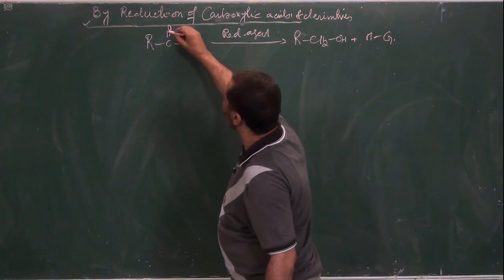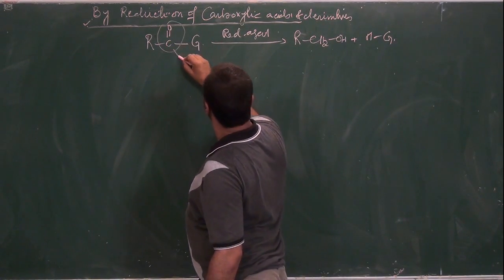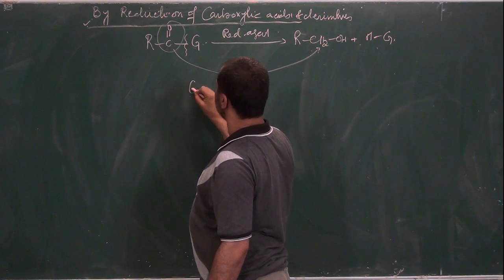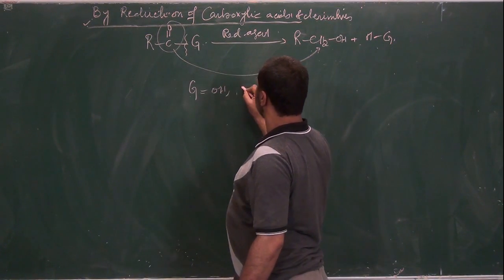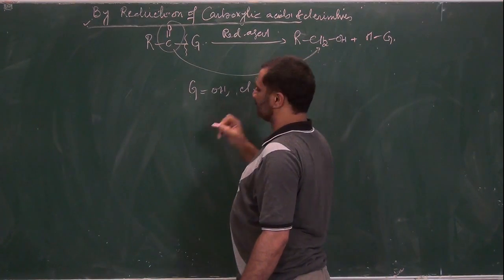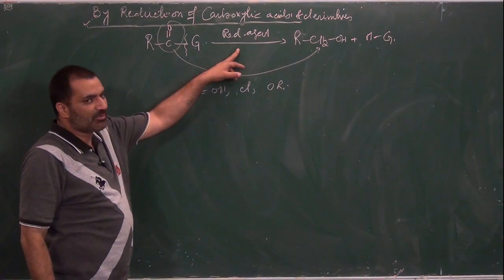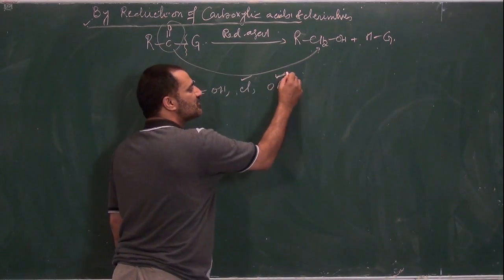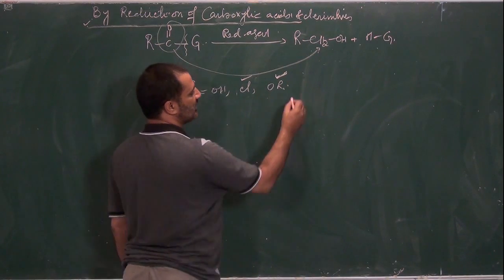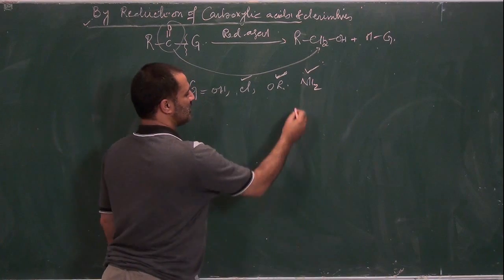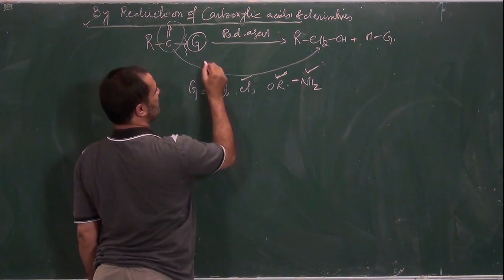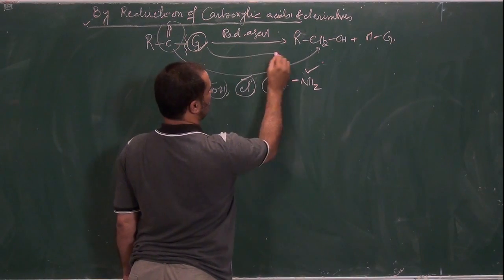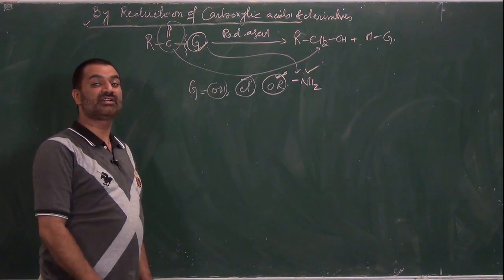As far as this carbonyl part is concerned, it is converted into the alcohol, and there is cleavage of the carbon-G bond. So what is G? G can be OH, G can be Cl, G can be OR. If it is OH, then it is a carboxylic acid. If it is Cl or OR, then it is a derivative of the carboxylic acid: acid chloride, ester, and if G is NH2, then it is an acid amide.